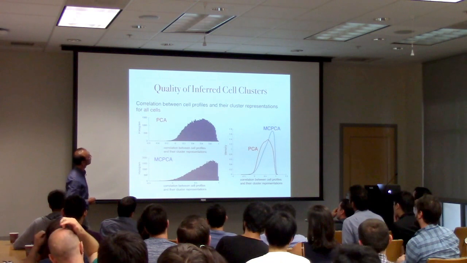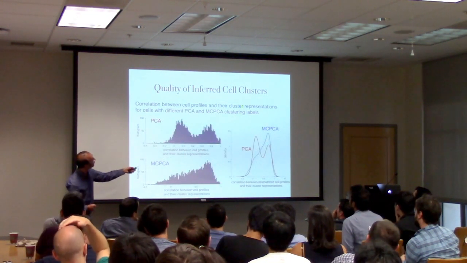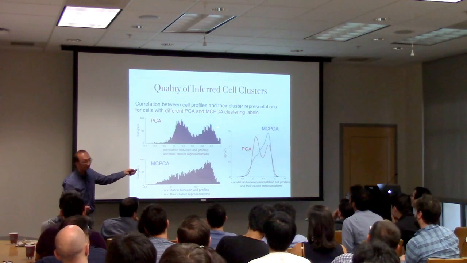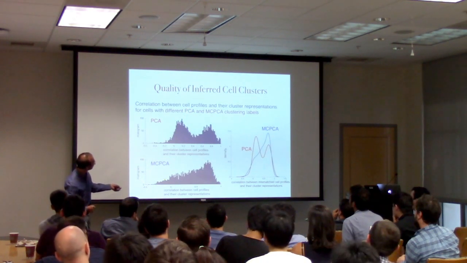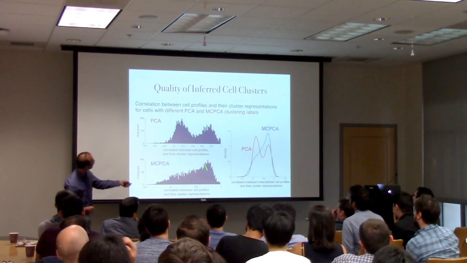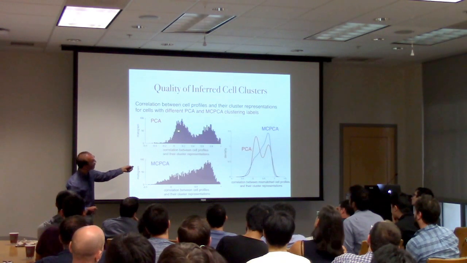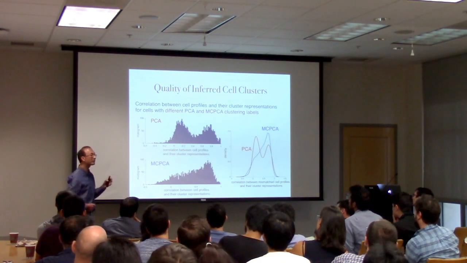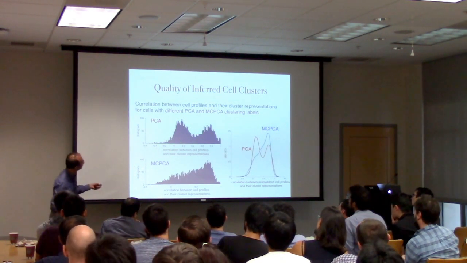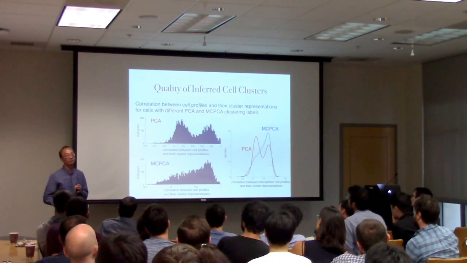And there's a difference between MCPCA and PCA. If we look at the 6% of cells which have different labels under MCPCA and PCA, then you see that MCPCA seems to have stronger centering, whereas PCA seems to have a bunch of outliers here. So the preliminary analysis seems to suggest that MCPCA may discover something interesting about these 6% of cells.